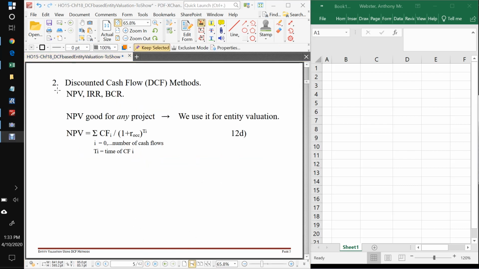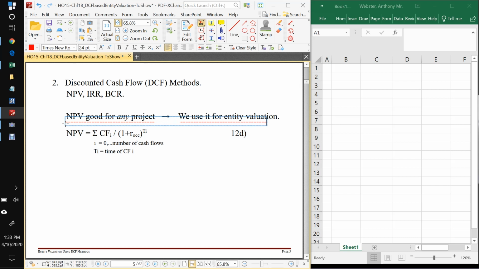So alternately, we have our discounted cash flow methods, or DCF methods: NPV, IRR, BCR. And as we've learned, the NPV method is good for any project, and that's pretty awesome. So we're going to use it for entity valuation.